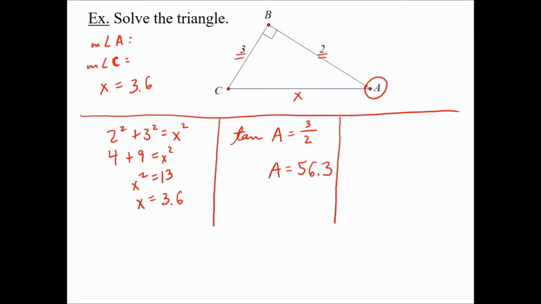Okay, finally, to find angle C, let's just use the fact that all the angles add up to 90, or add up to 180. So 90 plus 56.3 plus C equals 180. And I'm getting that C is equal to 33.7. Okay, so there's my 3 answers for this triangle.